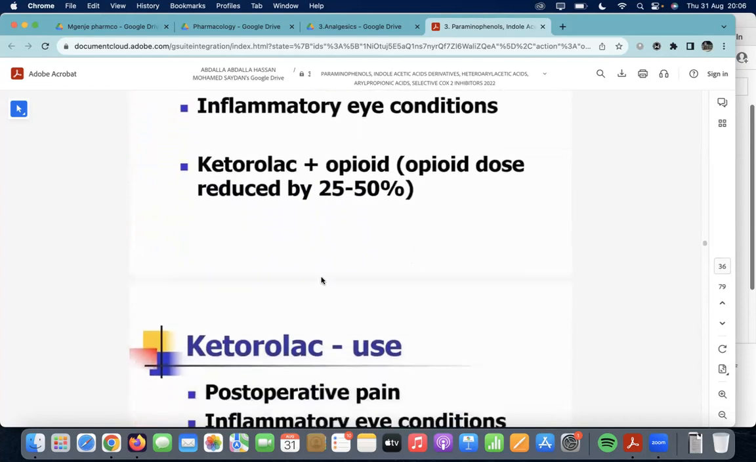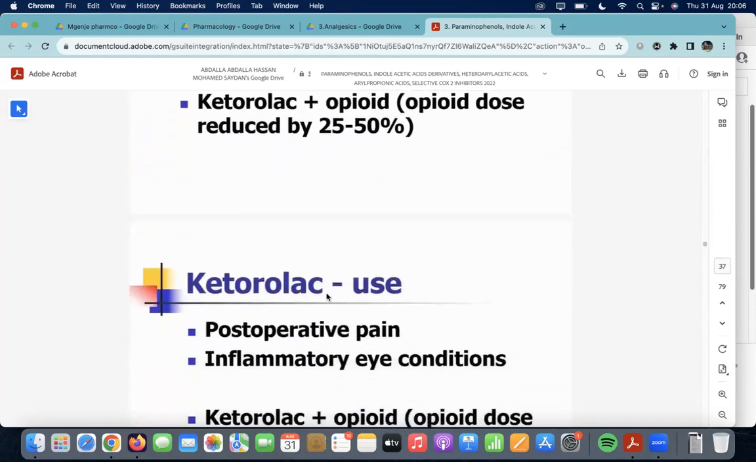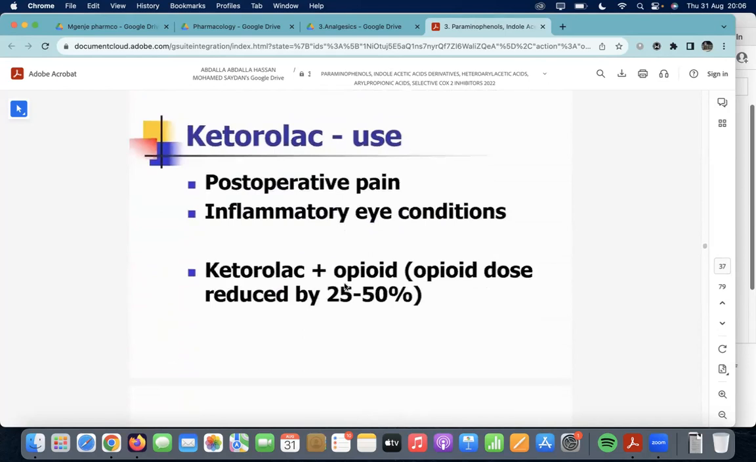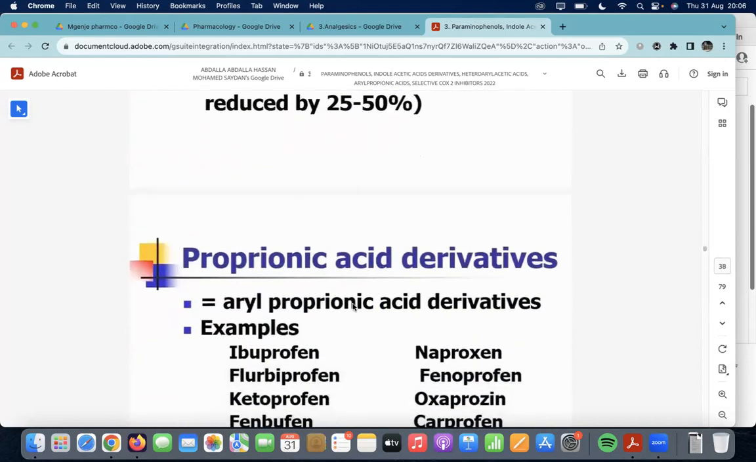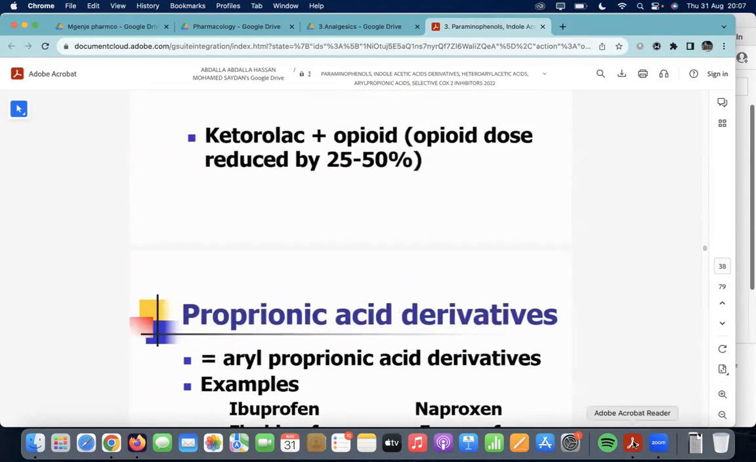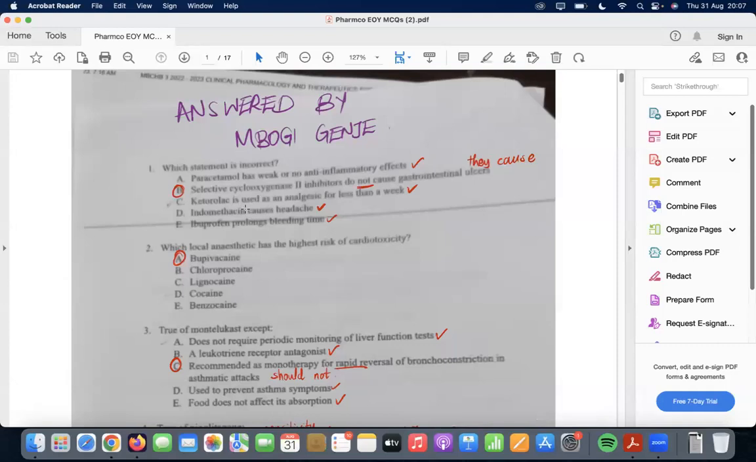Ketorolac and an opioid will reduce pain. So, nice, just a repetition. Here the question was saying ketorolac is used as an analgesic for less than a week. That's true because it's a very potent analgesic. It cannot be used for a really long time, so it's not used for more than 5 days. So C is true. So choice D, indomethacin causes headache.